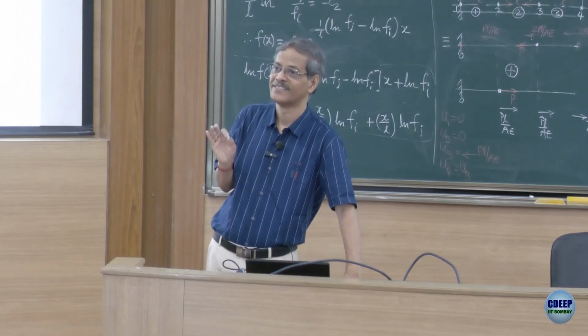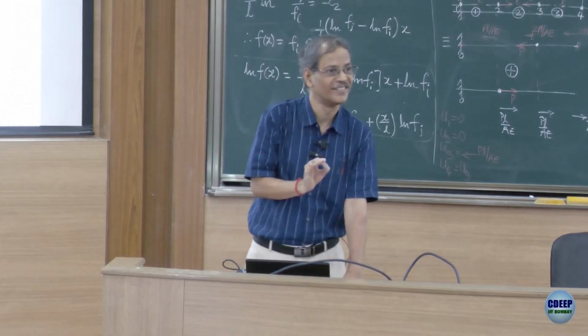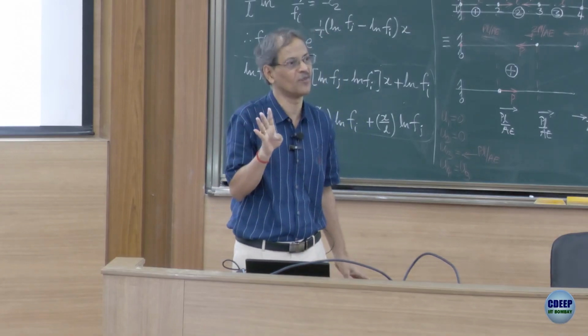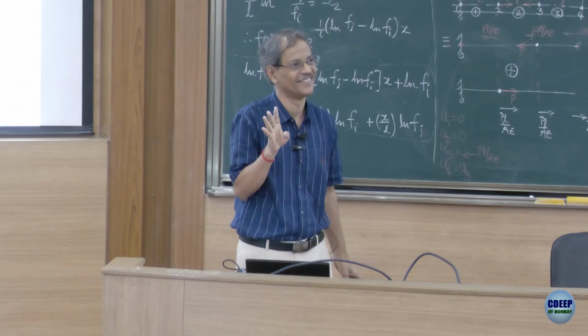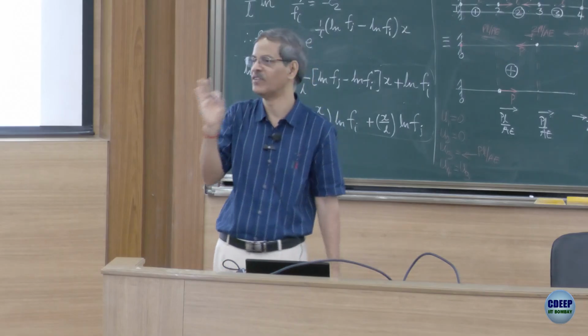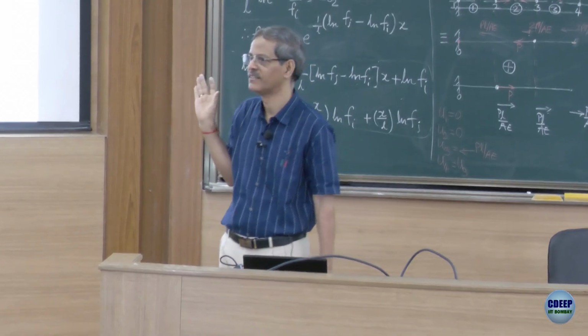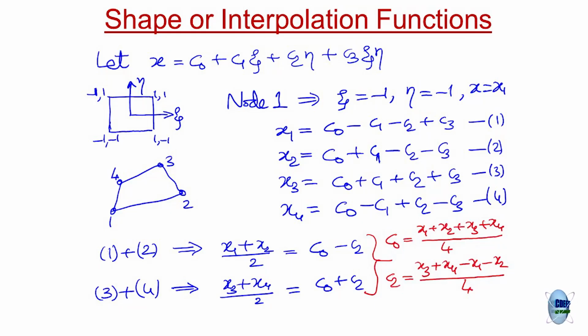Linear element, 4 nodes. So I can take 4 terms in f of zeta eta now. So C0, C1, C2, C3. I have taken 4 terms. When I substitute nodal coordinates node 1, -1, -1, then I should get x is equal to x1.